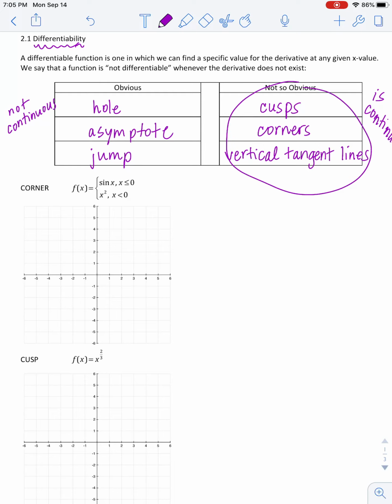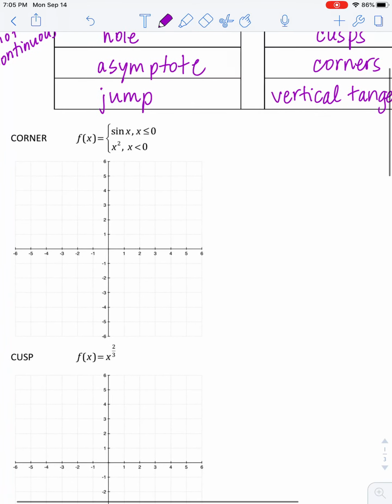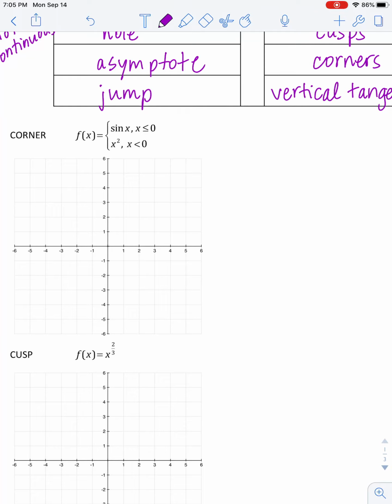So we're going to look at these three in more detail down here below. So let's look at this first one, which is addressing the idea of what a corner is. We're going to graph this piecewise function that we're presented with. It looks like sine x when x is less than or equal to 0. If I plug in 0 right away, it goes through 0. And then it looks like the sine curve, right? So it's going to go through pi and 2 pi here, so it's going to kind of look like this.